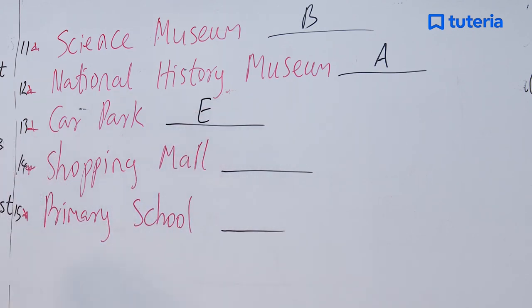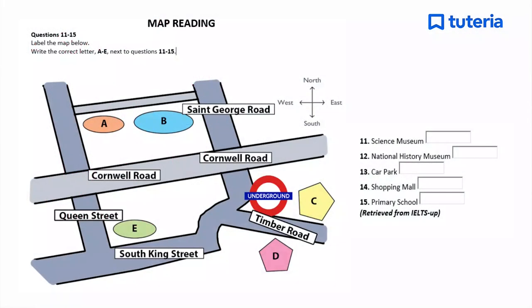Now, this is where most of you are going to have an issue, because shopping mall and primary school. The shopping mall is entrance of Timber Road and south of Cornwall Road. Can you look at, where is Cornwall Road south? What is south of Cornwall Road? E. South of Cornwall, entrance of Timber Road and south of Cornwall Road. Can you look at it? Look at the entrance of Timber Road, and south of Cornwall Road.